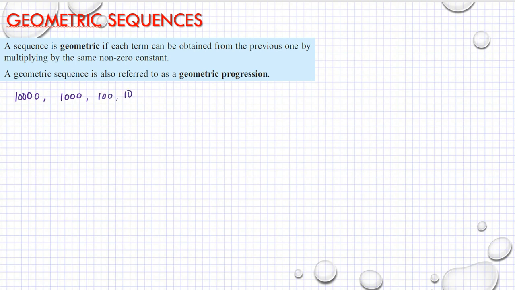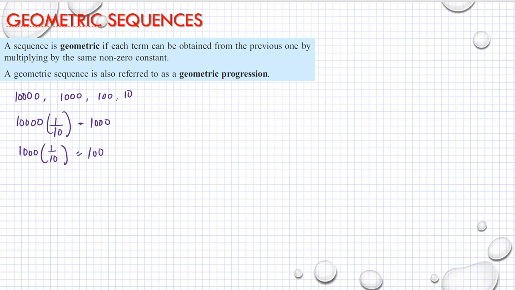You know already maybe that if I'm going to multiply 1,000 by 10, then I will get 10,000. Okay, if its term can be obtained from the previous one by multiplying by the same non-zero constant. So if we have 10,000 multiplied by 1/10, then we have 1,000. The same is true when we have 1,000 multiplied by 1/10, then we have 100.